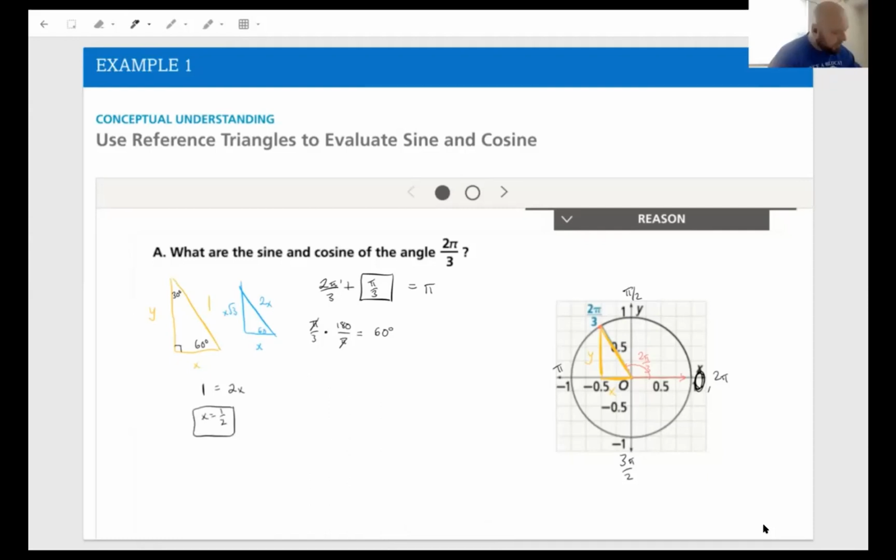So this side down here is a length of 1/2. And then what we need to do is solve for y. We know that y is equal to x times the square root of 3. So that's going to give us 1/2 times the square root of 3, or just square root of 3 over 2. So this y side has a length of square root of 3 over 2.